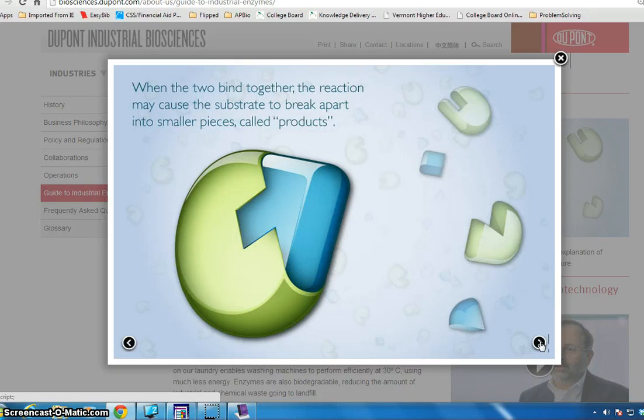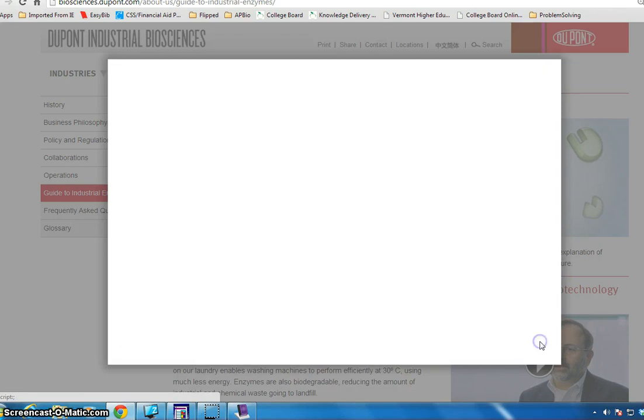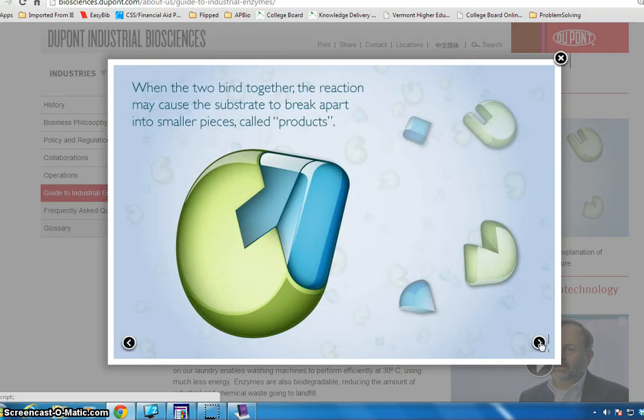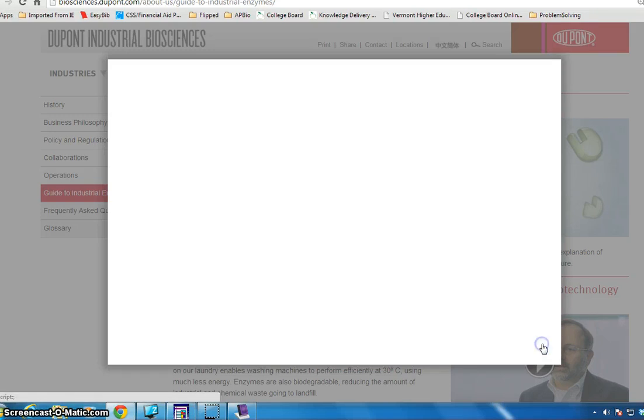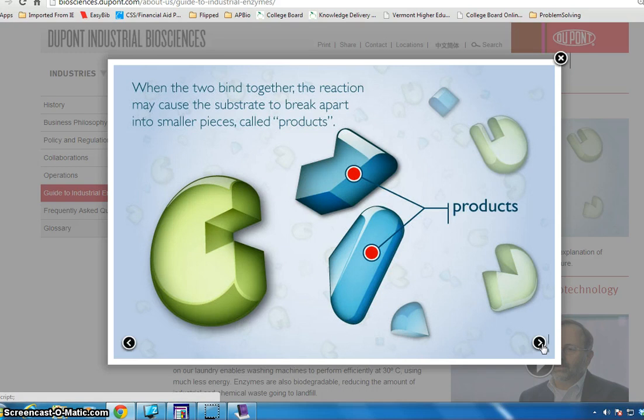When the two bind together, the reaction may cause the substrate to break apart into smaller pieces called products. It's going through the same thing again, and we can see that there's a split. So the enzyme holds that substrate in place, and it makes this reaction easier to take place. And when the two bind together, the reaction may cause them to break apart. And here are our two new products that have now been released.